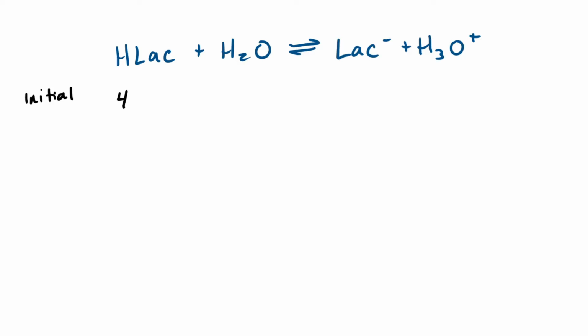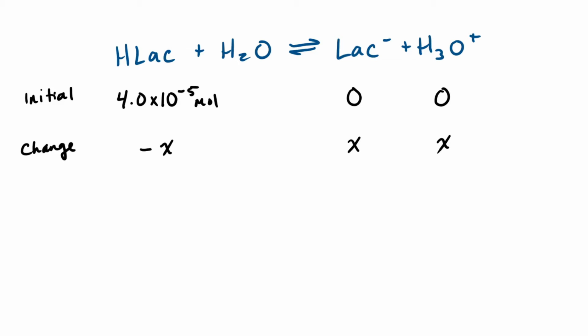So if we add a small amount of lactic acid to 1 liter of water, what's the final concentration of hydronium? Let's lay out the problem step by step. We start by adding 4.0 times 10 to the negative 5 moles of lactic acid to 1 liter of water. A certain amount of that is going to react with the water, so we'll lose X amount from the amount of lactic acid. According to our balanced equation, that same amount will become hydronium and lactate. In the end, we're left with all the concentrations in terms of one unknown, we'll call X.